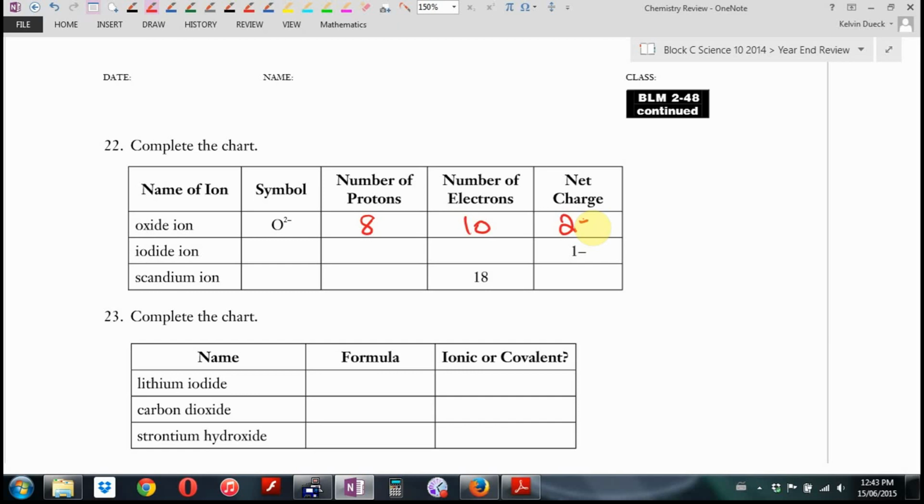Iodide ion, symbol I. Oh, let's change colors, Mr. Dueck. Symbol I. What's the charge on an iodide ion right from your periodic table? Negative? How many protons does iodide have? 53? How many electrons? Normally, Julia, it would have that many, but it's an ion. And it looks like it gained 1. 54.